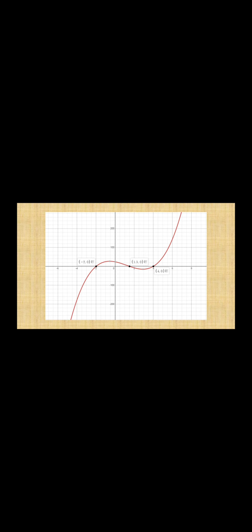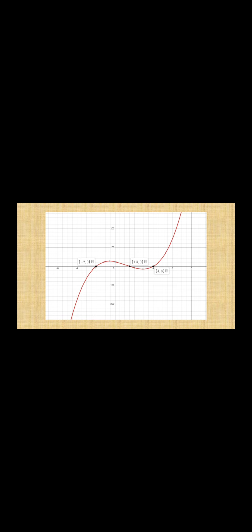And we can see that from the graph. You can check by using Desmos and graphing your function, and this is the graph. We can find the points of intersection at negative 2 and 0, and 1.5 and 0, which means 1.5 is equal to 3 over 2, and the last one is 4 and 0.